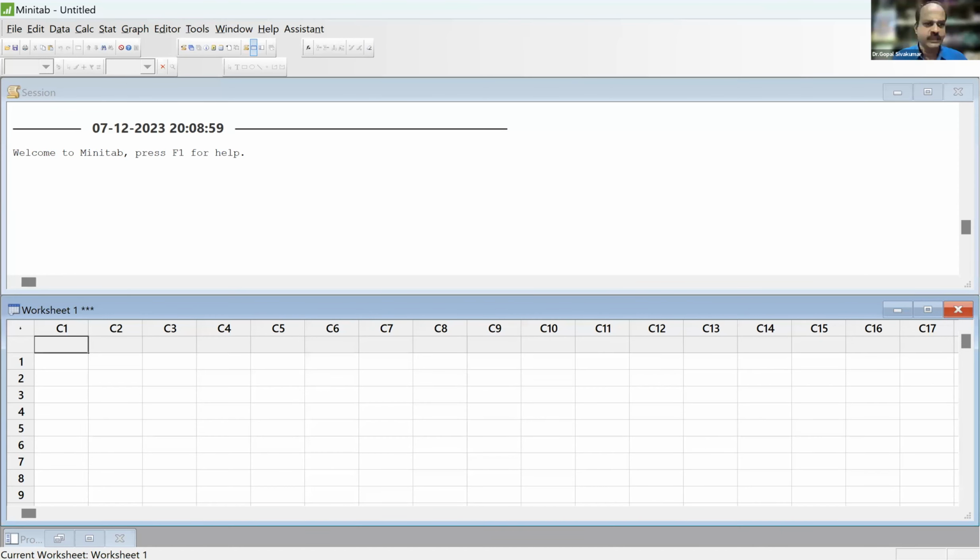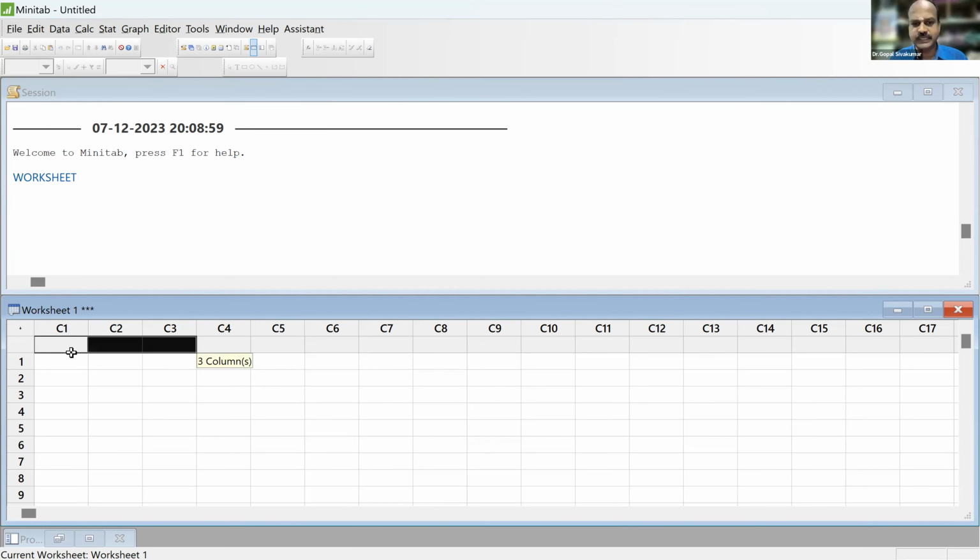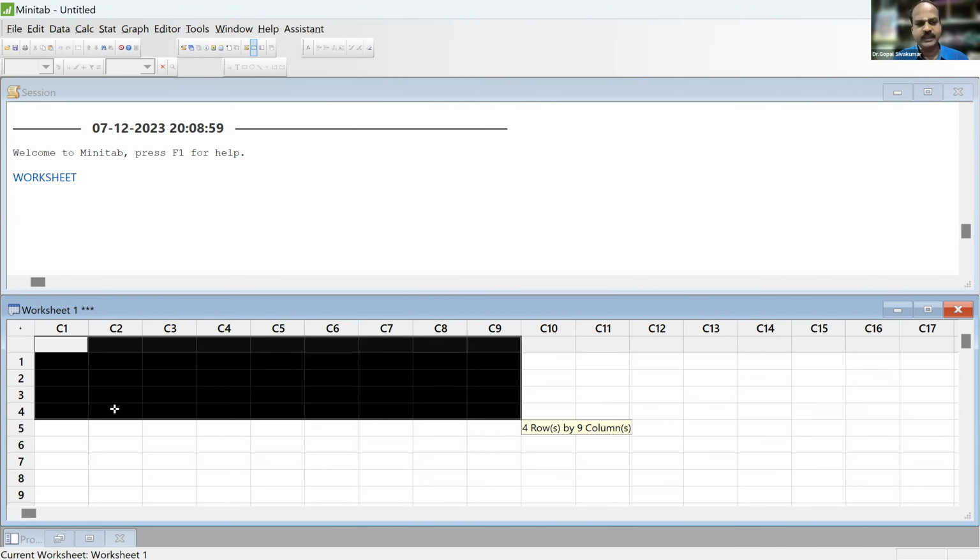Sharing the Minitab screen. There are two parts here. When you see this area, it is known as worksheet. Let me type it here for you: worksheet. Hope all of you can see my word worksheet, right? Yes, sir. This area, which looks like the Excel sheet, is known as worksheet.